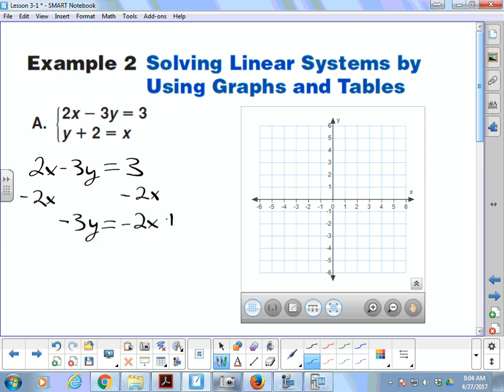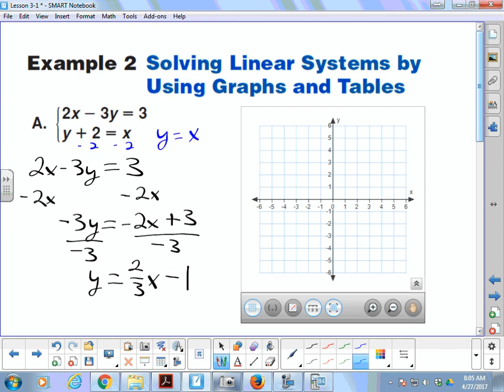And we want them in slope-intercept form, so we're always going to put them so that the x and then the y. Divide by -3. So y equals, I have -2 divided by -3, positive 2/3 x, and 3 divided by -3, -1. All right. So there's our first line. The second one, y plus 2 equals x. We just need to subtract 2 from both sides of that one, so y equals x minus 2.